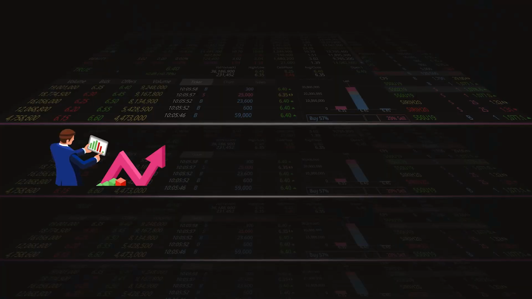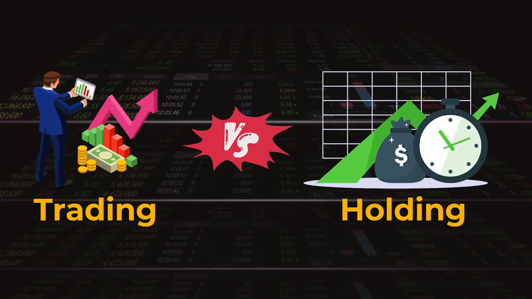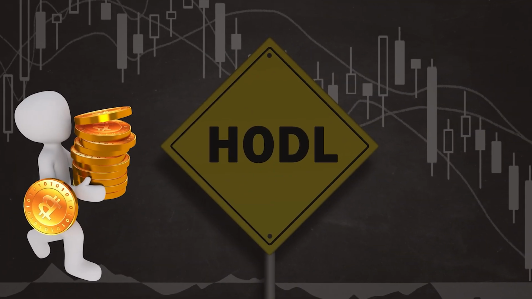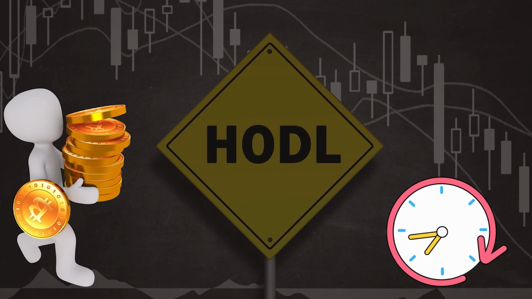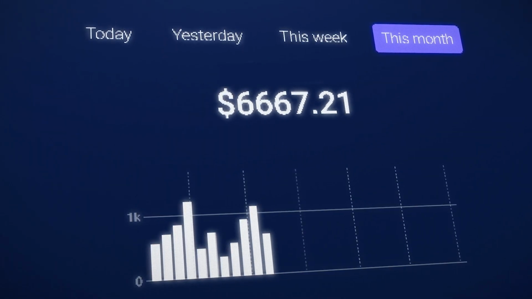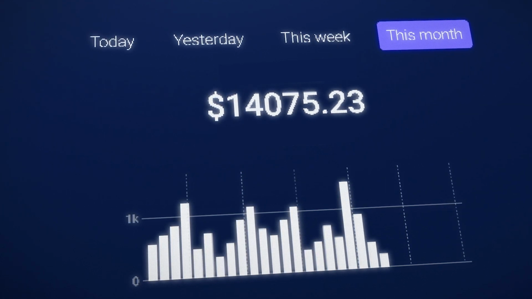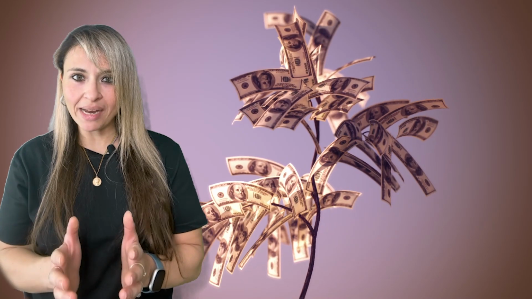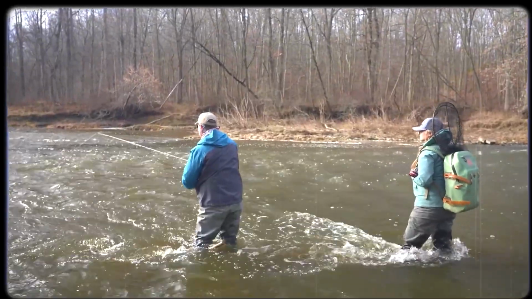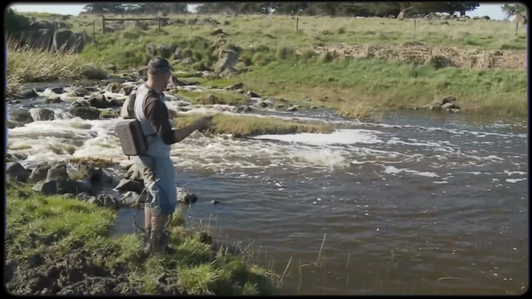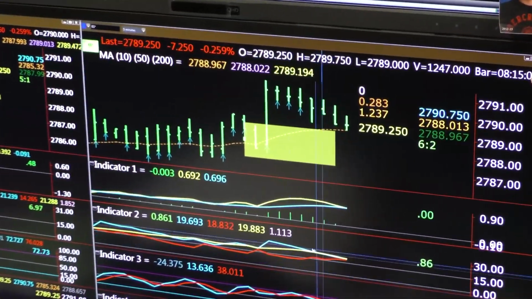Now, let's get started. First, let's talk about holding versus trading. Holding, or hodling as the crypto community calls it, is a strategy where you buy an asset and hold it for a long time. This approach is often seen as more straightforward and can be more profitable in the long run. Think of it like planting a tree and waiting for it to bear fruit. Trading, on the other hand, is like trying to catch a fish in a fast-moving river. It requires more skills, patience, and practice. While trading can be highly profitable, it's also riskier and demands a good understanding of market analysis.